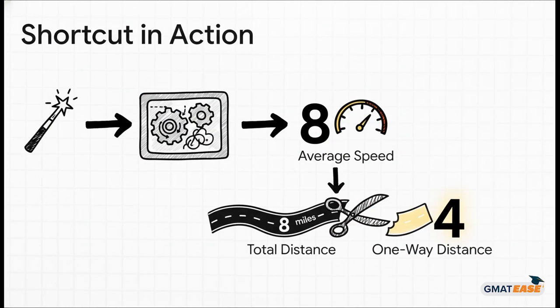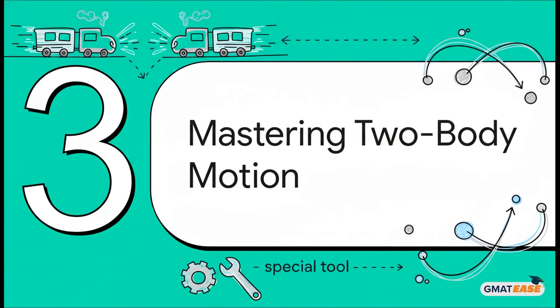Now just watch how fast this is. We plug in Jane's two speeds, 5 and 20, and bam! We find her average speed for the whole trip was 8 miles per hour. And since she traveled for exactly 1 hour, her total distance must be 8 miles. So, the one-way trip? Gotta be 4 miles. We got the exact same answer, just by taking a different path. All right, you ready to level up? Let's shift gears to our second category, two-body motion.